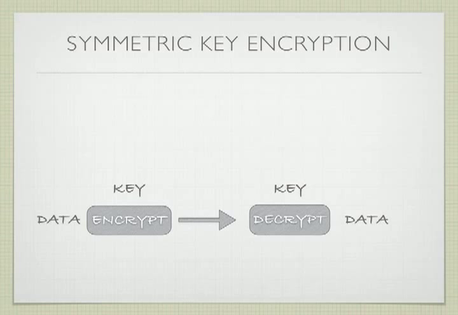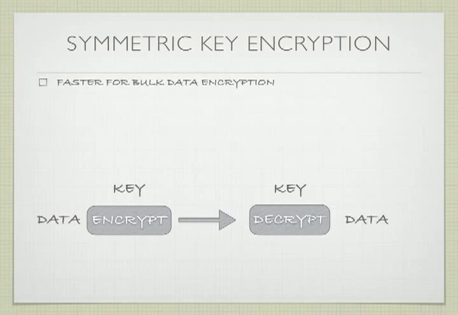So symmetrical key encryption, this is a pictorial example of that. We have data on the left-hand side. It has a key on the top. So the data comes in, we apply the key to it using a mathematical algorithm and encrypt it. We pass the encrypted data across, and then the other side has the same key and is able to use that key by applying the reverse mathematical algorithm and get the raw data back out again.